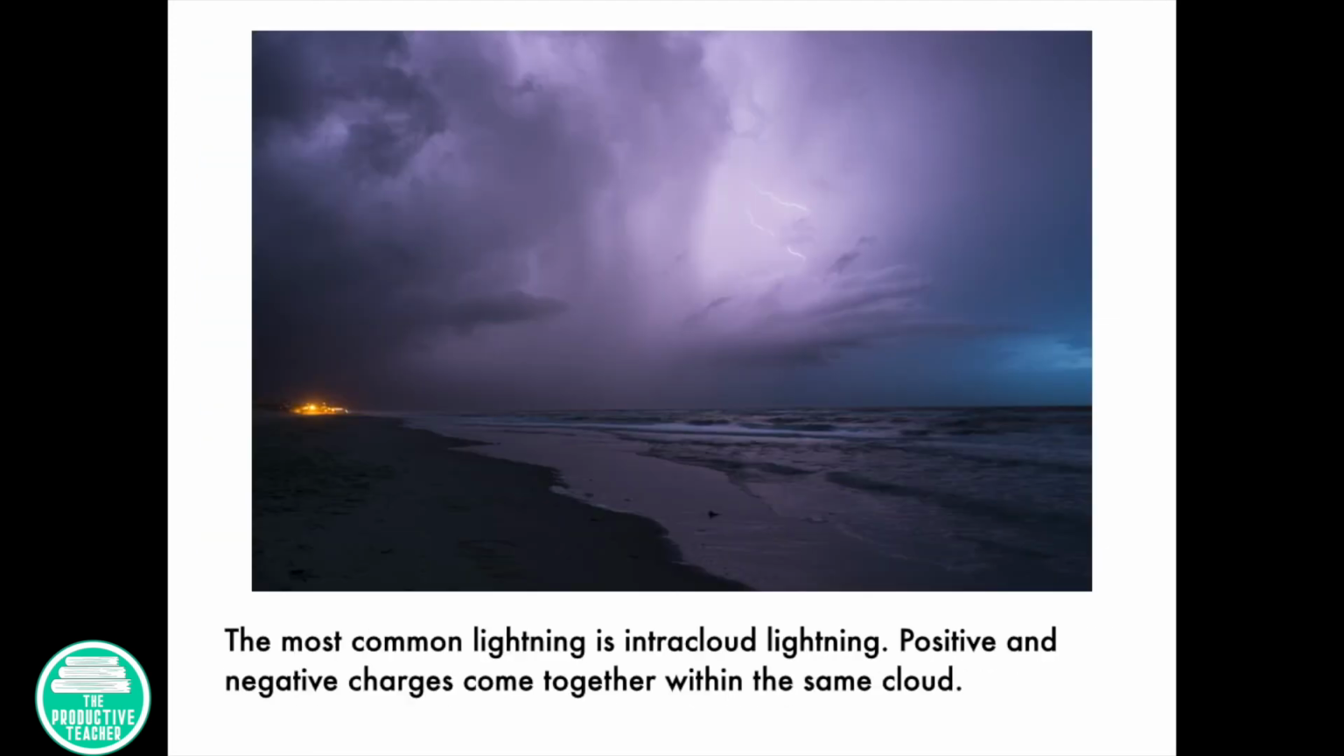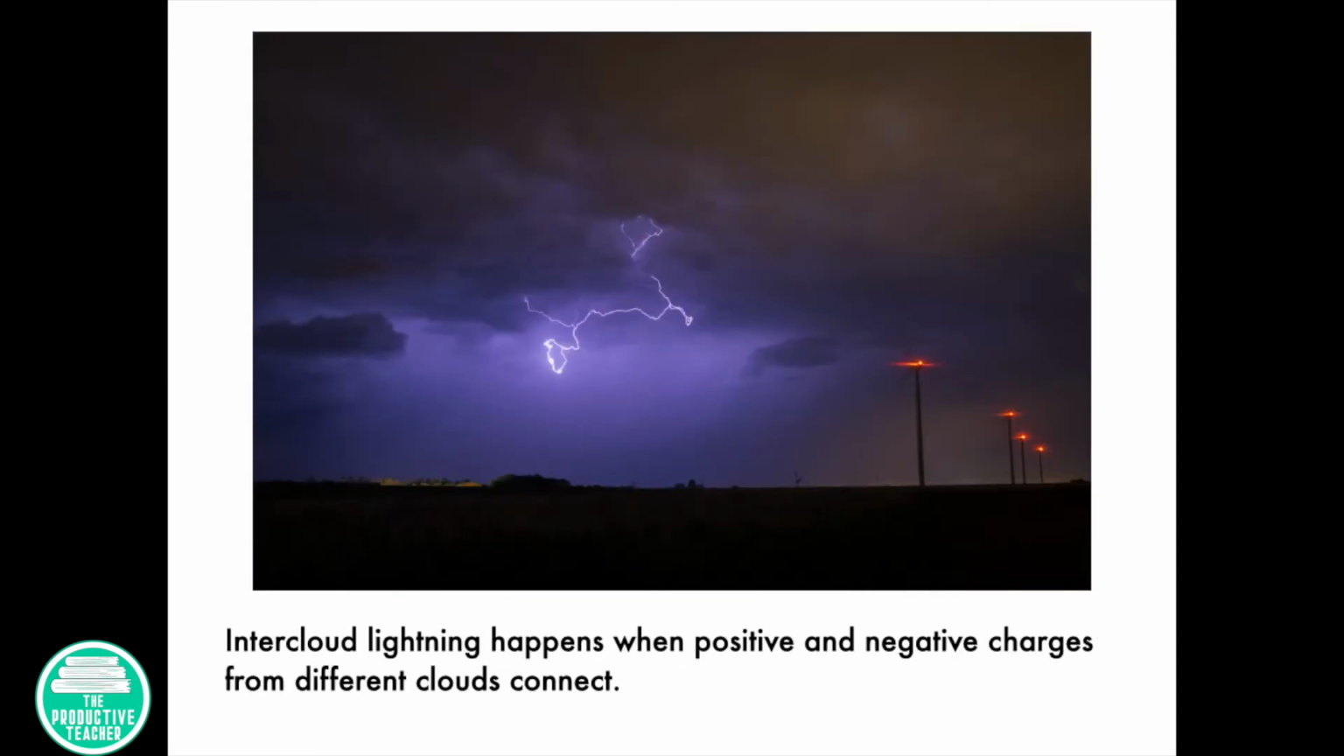The most common lightning is intra-cloud lightning. Positive and negative charges come together within the same cloud. Inter-cloud lightning happens when positive and negative charges from different clouds connect.